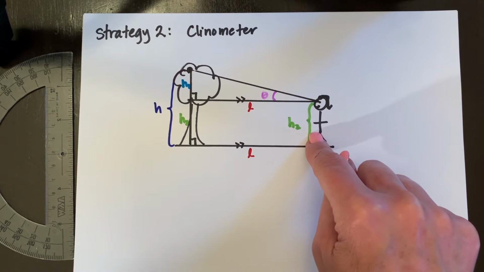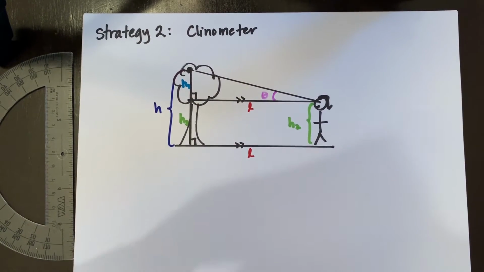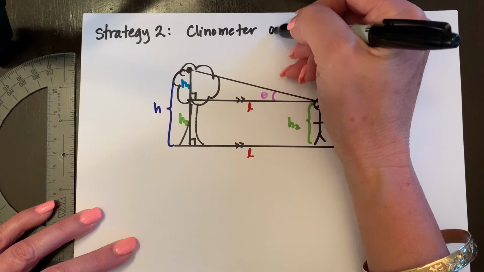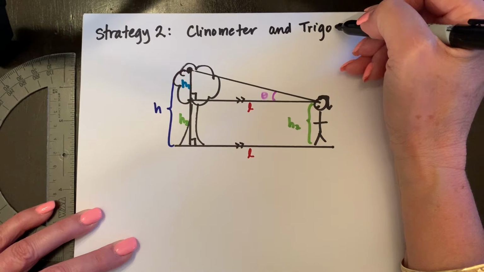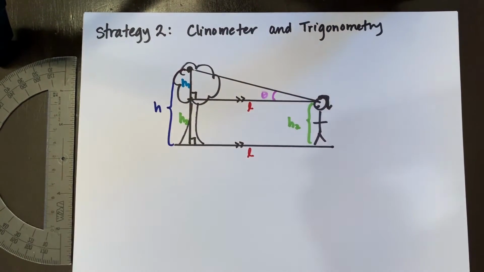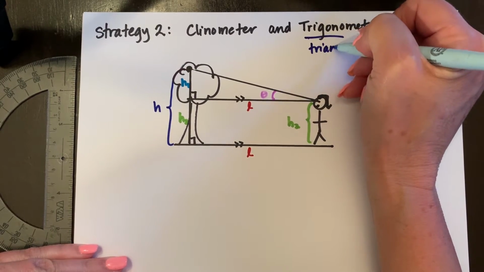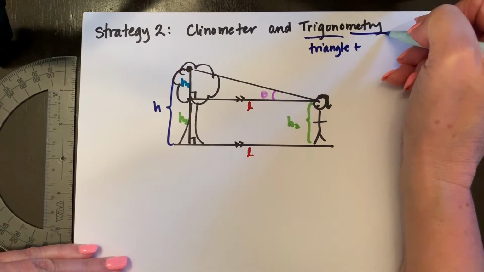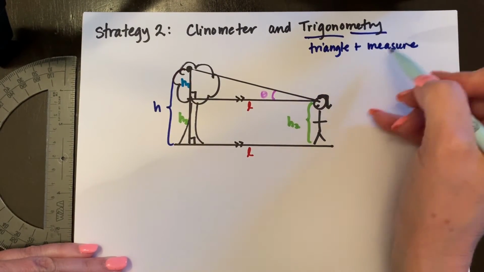Well, this height I can just measure. But in order to figure out this height, we need to use a new tool. And that tool is called trigonometry. So our strategy is actually using a clinometer and trigonometry. Trigonometry comes from the Greek word trigon, which means triangle, and metry, which means measure. And so we're going to use the measures of a triangle.